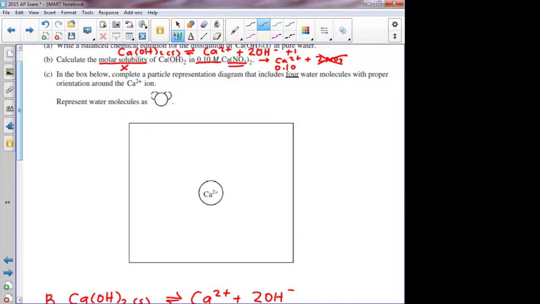Why do I want oxygen to point towards the Ca2+? Because that's the negative end. So where's oxygen at? The large one, that's oxygen. And then these are your hydrogens. Okay? So I'm going to draw it like this. And I get +1.